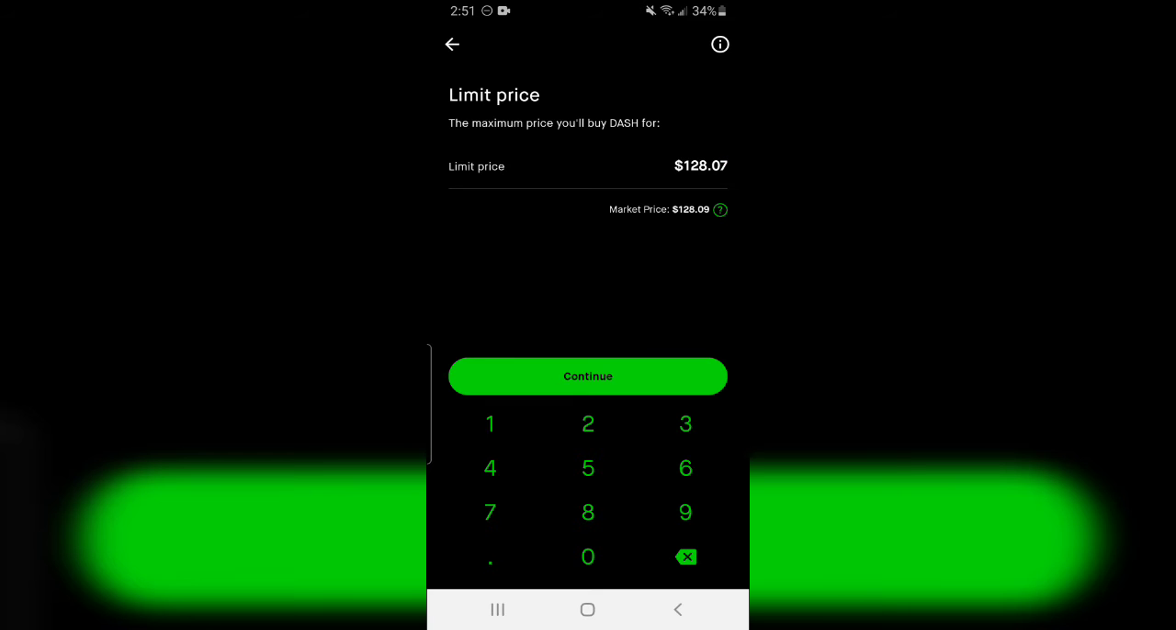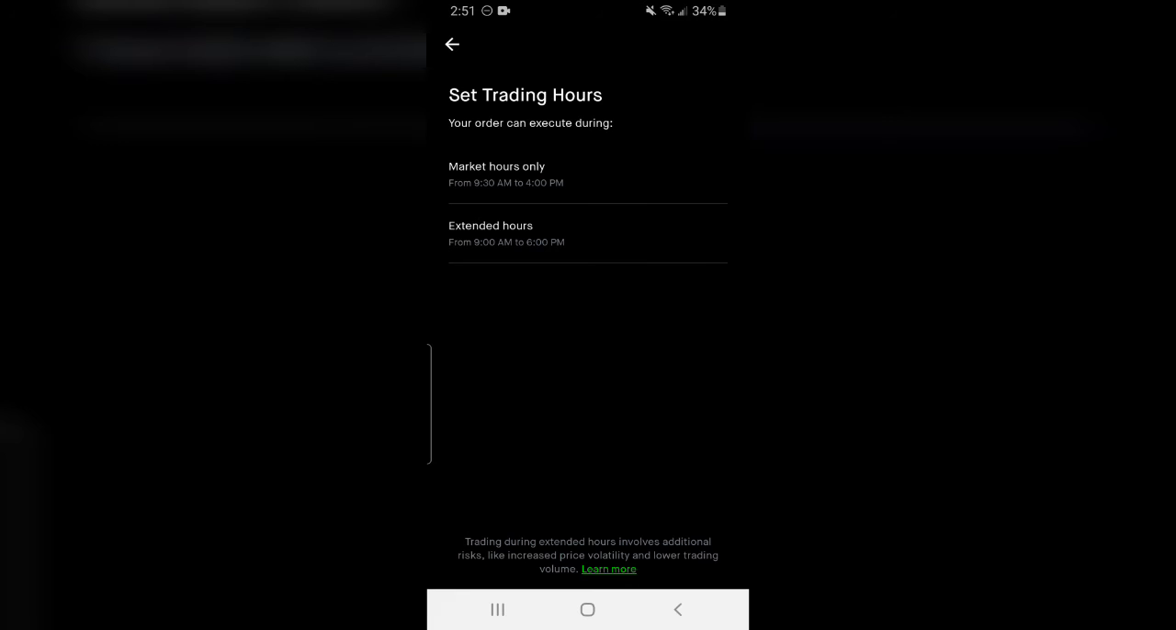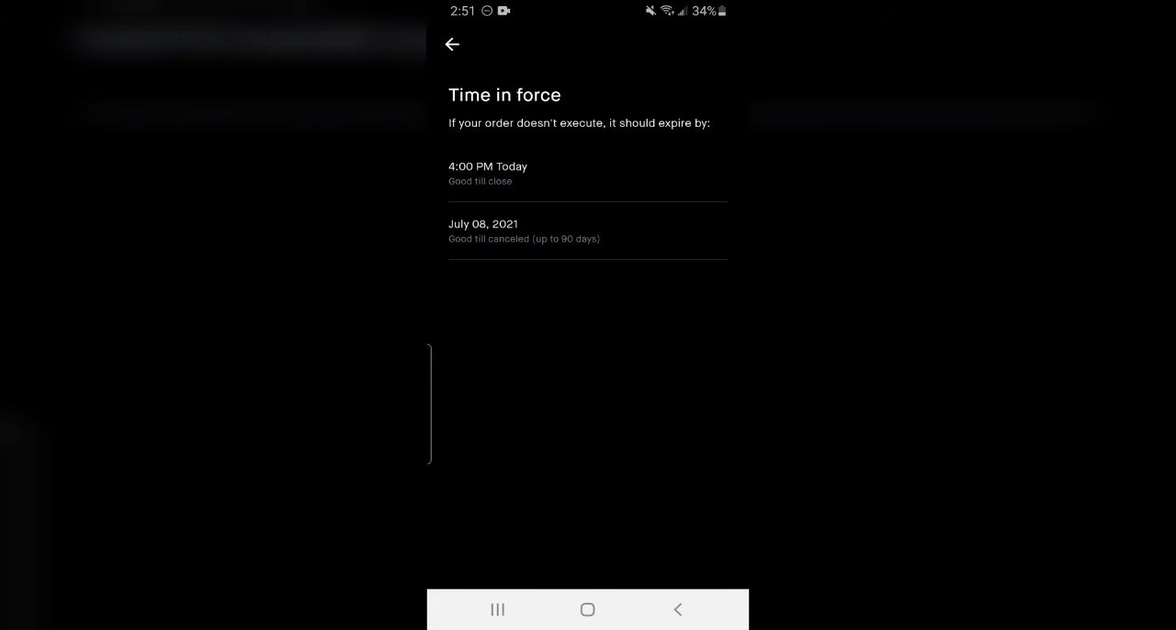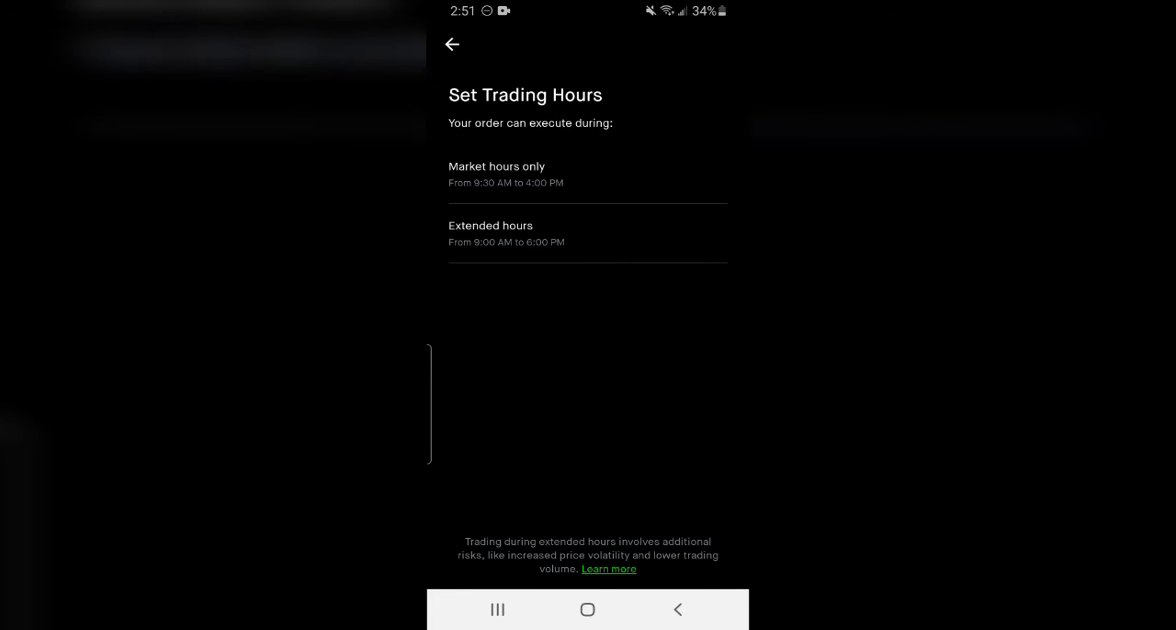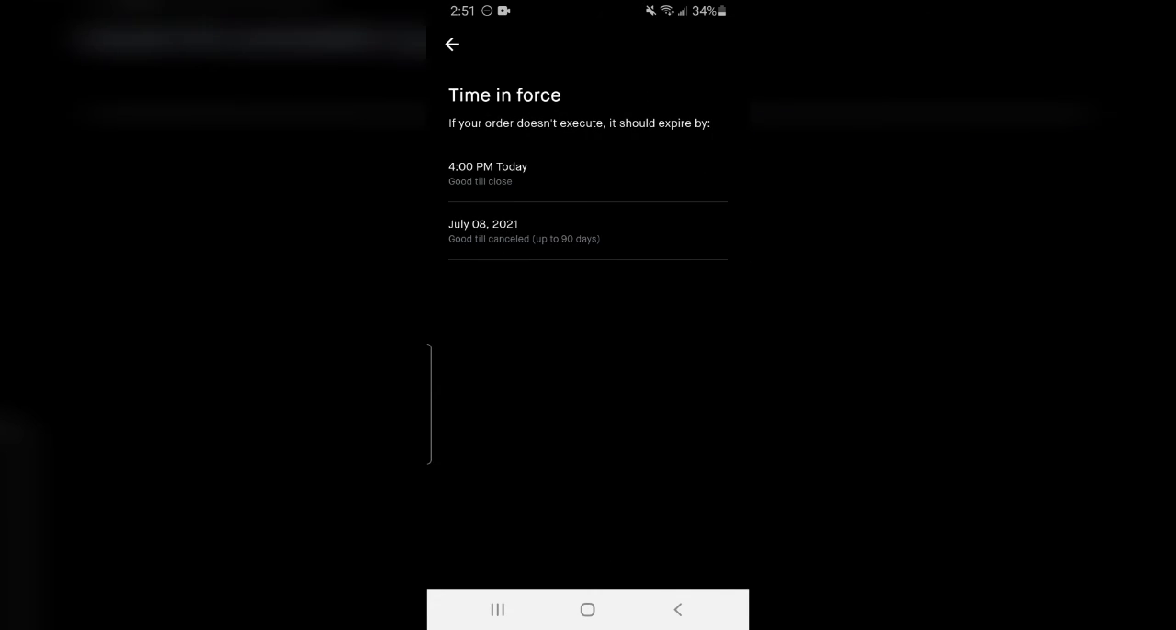So if you wanted to do that, you would click that, and choose market hours or extended hours. The stock market is only open for market hours, 9:30 to 4 p.m. Extended hours are very volatile hours. Right here you will see 4 p.m.